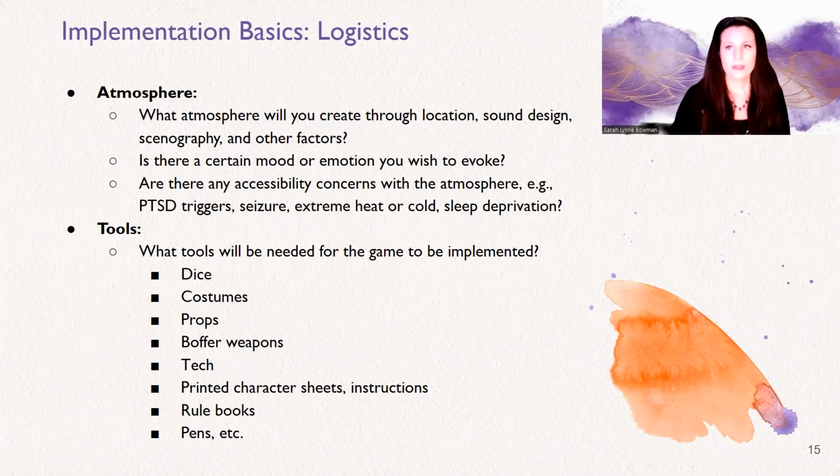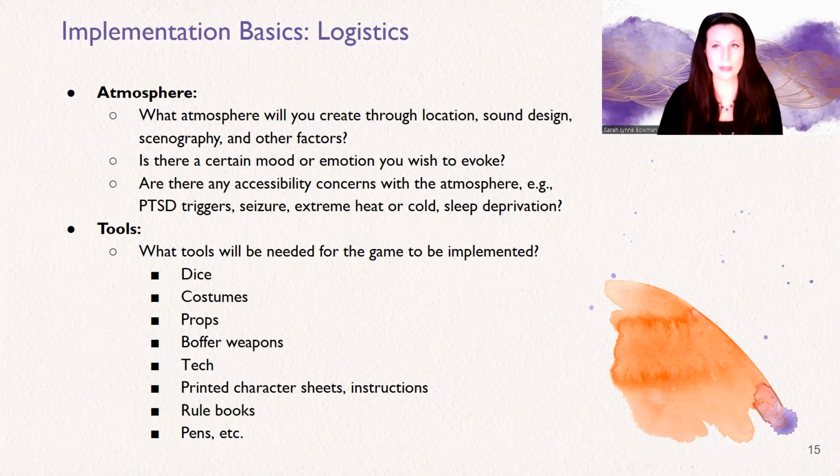It can be very difficult to run a workshop if you don't have the materials you need. Do you need to have rule books on hand in some way, whether digitally or physically? Even just remembering to have pens can be a really important thing. And this may seem really trivial, but it actually can make a huge difference. If people can't write down their character sheet, then you're not going to get very far.